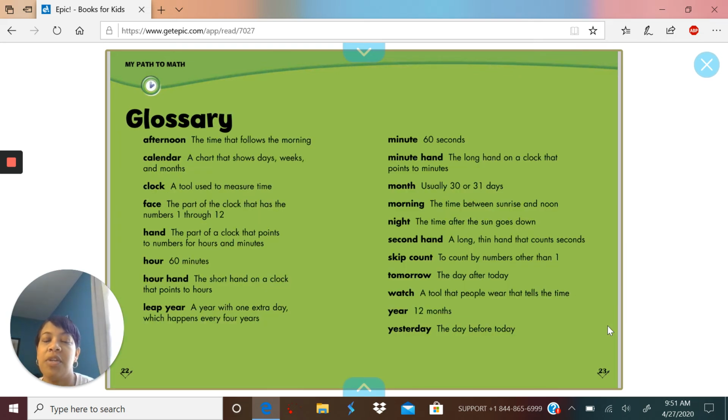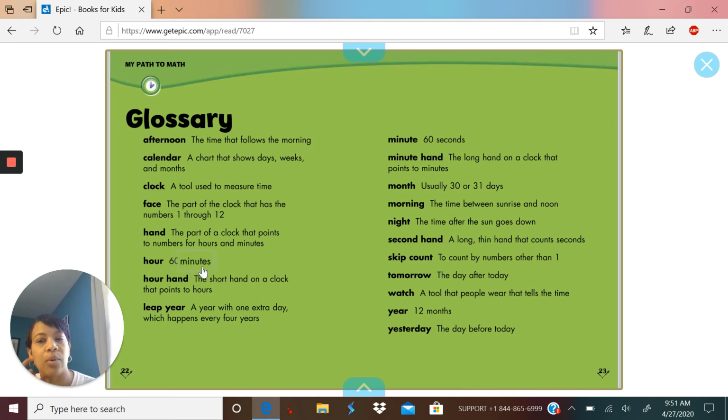And then here at the end is the glossary of the different words that were in bold print on the pages. You've got afternoon, that follows the morning, a calendar, a chart that shows days, weeks, and months. We know what a clock is. It's a tool to measure time. The front of the clock is called the face, and it has the numbers 1 through 12. The hands on the clock, that's the part of the clock that points to the numbers for hours and minutes.